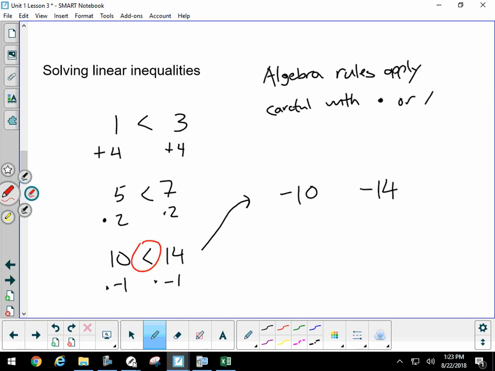If I kept this inequality symbol the same, this would be false. So, what do I have to do to make it true? I actually have to flip my symbol. Okay? So that's the one thing we have to be careful of. All the other algebra rules apply. If you multiply or divide by a negative, you must flip your inequality symbol.